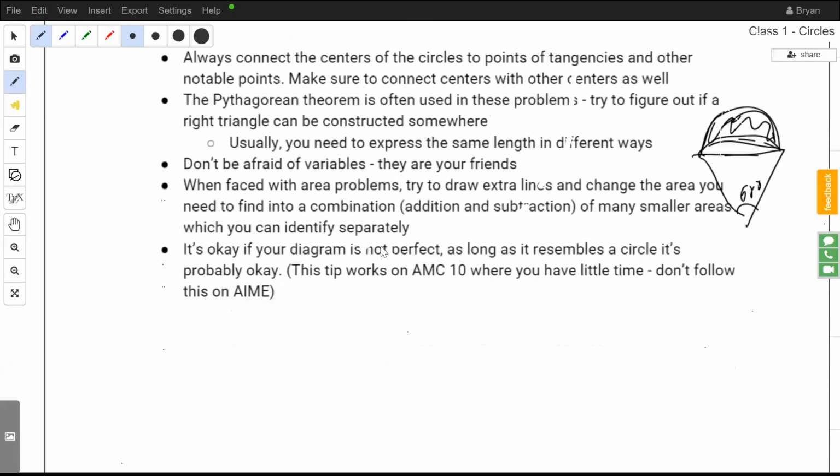And this is especially for AMC 10. Unless they provide a diagram, it's okay if your diagram is not perfect, as long as you can sort of tell it's a circle and nothing is super messed up. It should serve its purpose. And this tip works for all the competitions that are more speed-based, unlike something like the AIME where you have 3 hours for 15 problems. Then you can take your time and draw a good diagram. But don't stress too much if it does not look perfect.